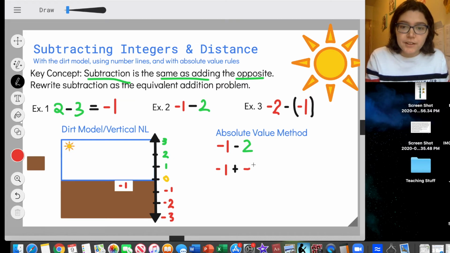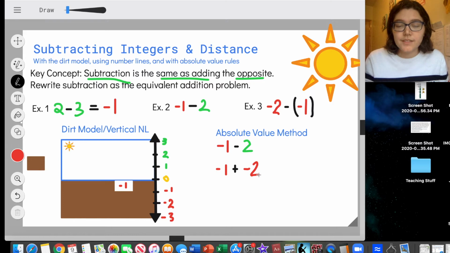Perfect. The opposite of 2 is negative 2. So negative 1 minus 2 is the same thing as negative 1 plus negative 2. And we're going to justify that through the dirt model in the process of getting our correct answer.